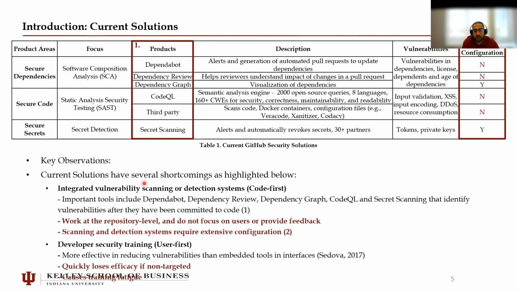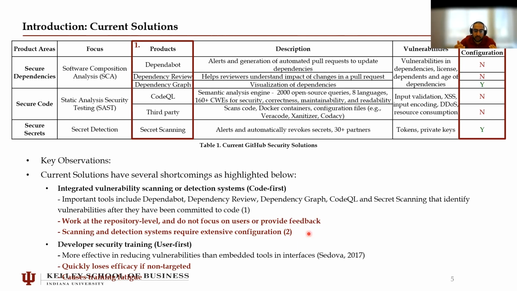Some of the shortcomings are that all of these identify vulnerabilities after they have been committed to code. So we're trying to make a push from detective controls to more preventative controls. And the second thing is all of these work at the repository level and don't focus on users or provide feedback. While these solutions might take care of the problem, the developers themselves are not gaining any education in how to mitigate vulnerabilities by preventing their introduction. And often these systems require extensive configuration. So all of these are code-first strategies.